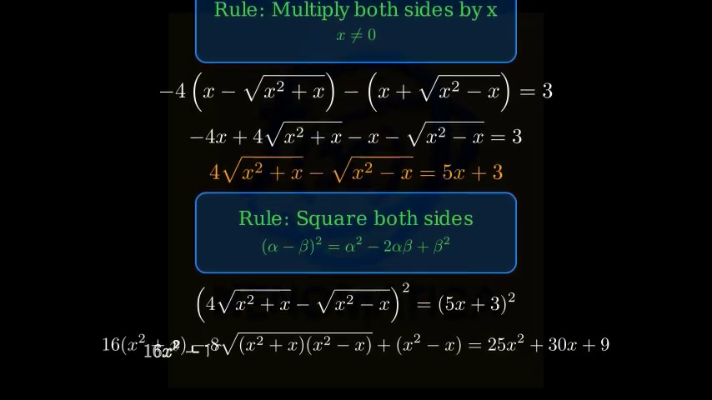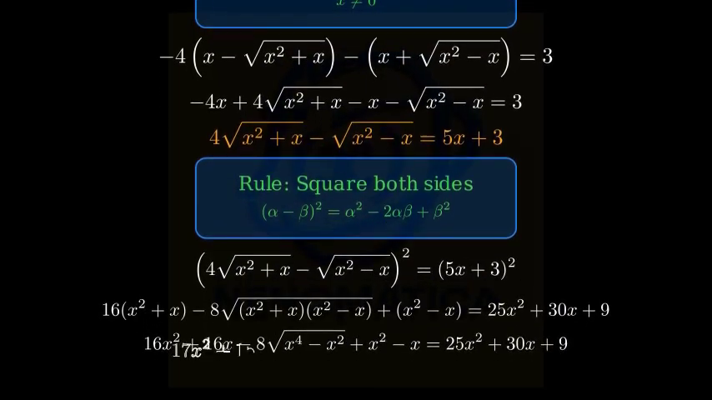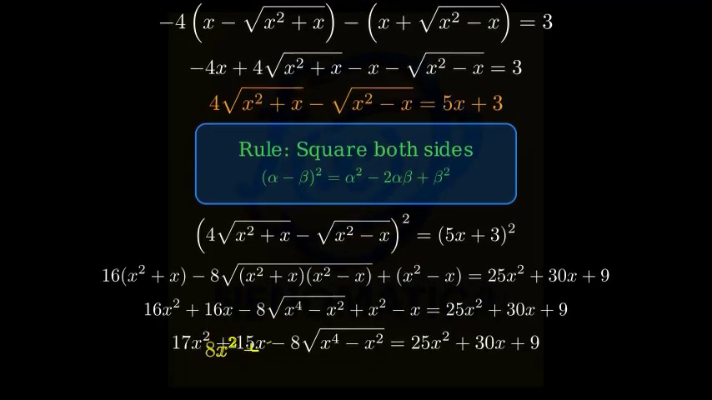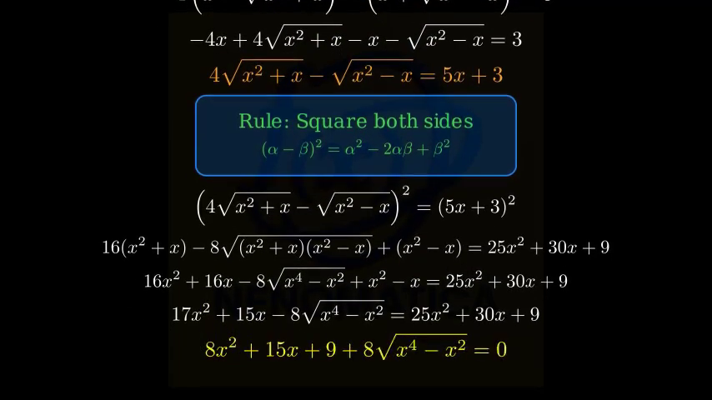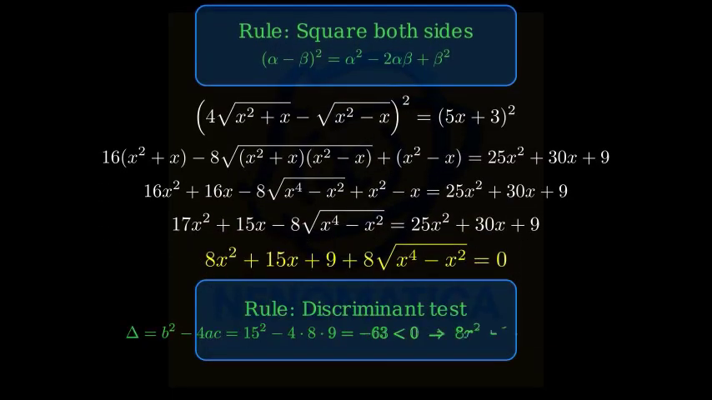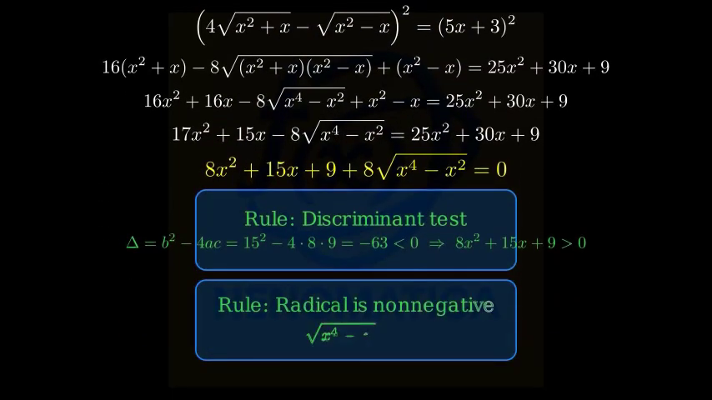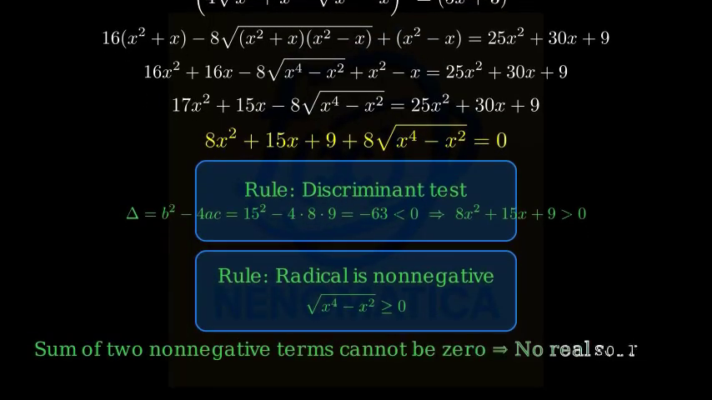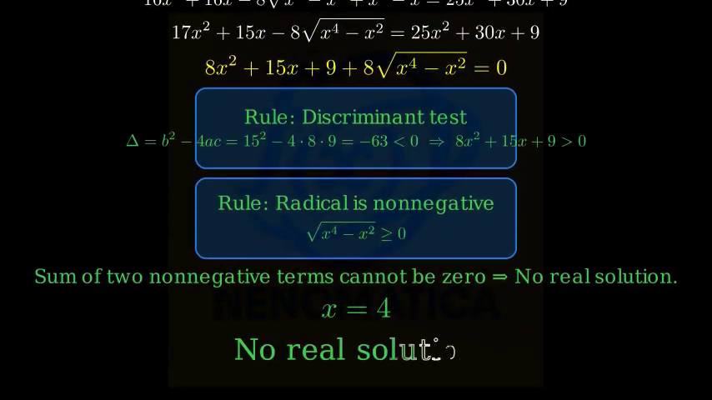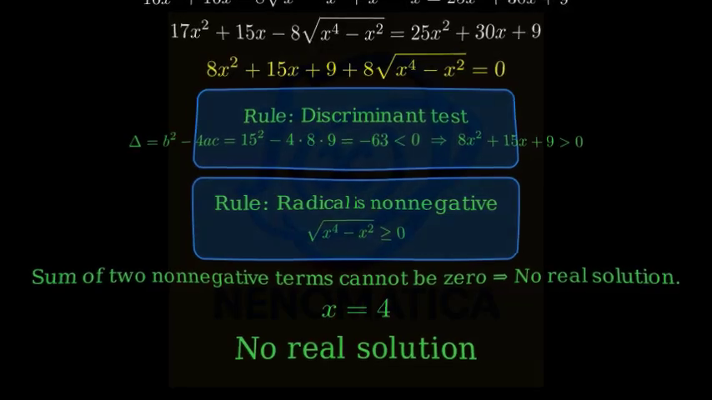Finally, analyze. The quadratic part has a negative discriminant and the radical term is non-negative, so their sum cannot be 0. Therefore, there is no real solution. Final results. For the nested radical, x equals 4. For the rational equation, there is no real solution.